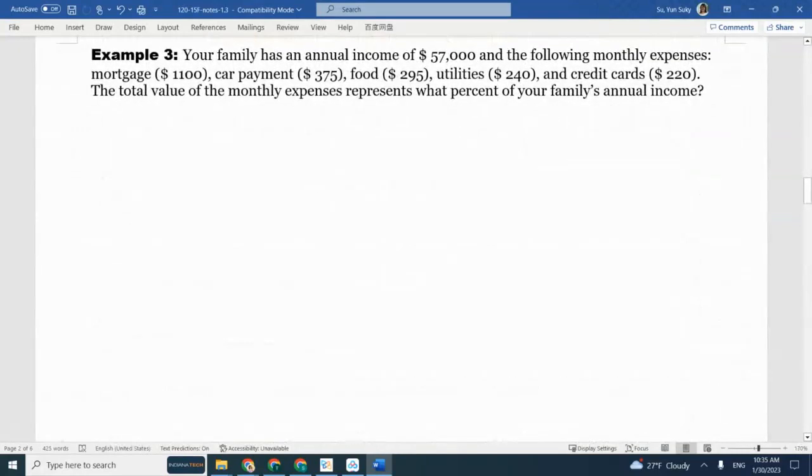Example 3, your family has an annual income of 57,000 and the following monthly expenses: mortgage 1,100, car payment 375, food 295, utilities 240, and credit card 220. The total value of the monthly expenses represents what percent of your family's annual income? Okay. What is the monthly expenses? So we first figure that out.